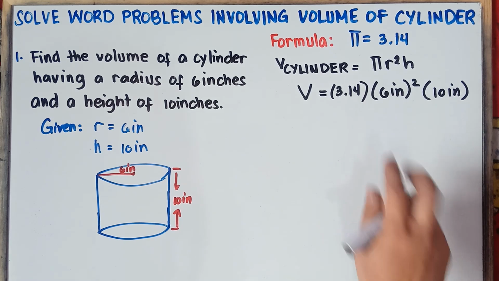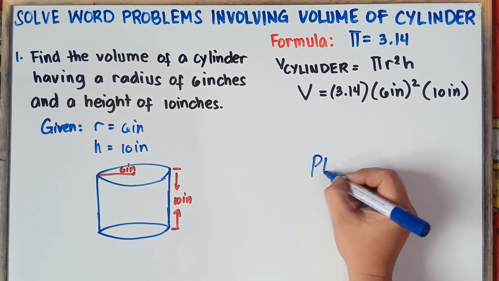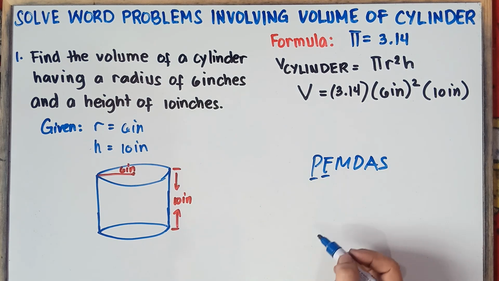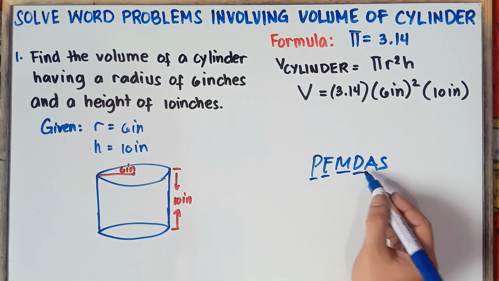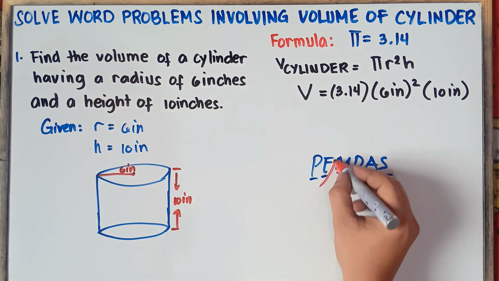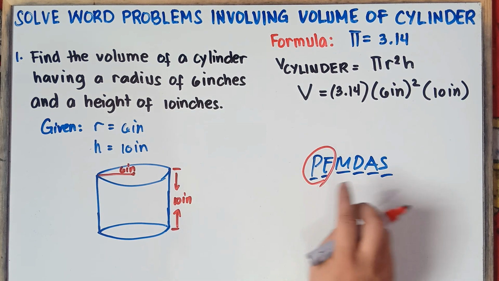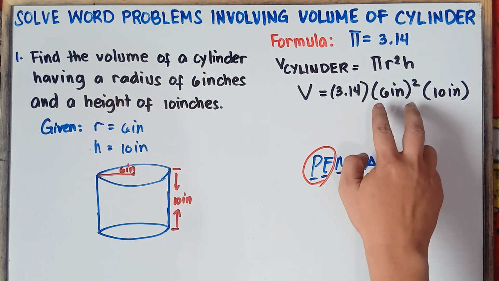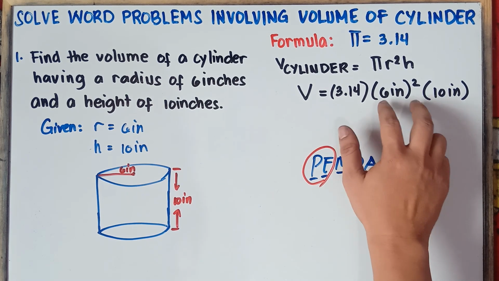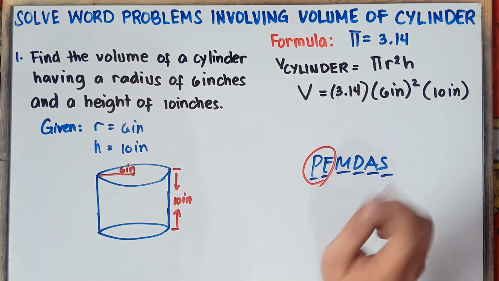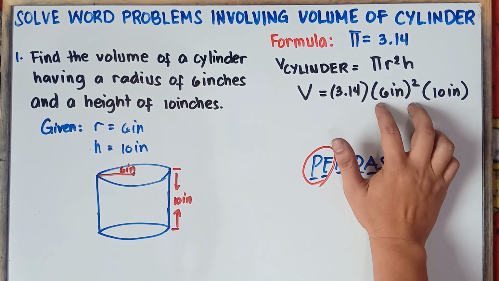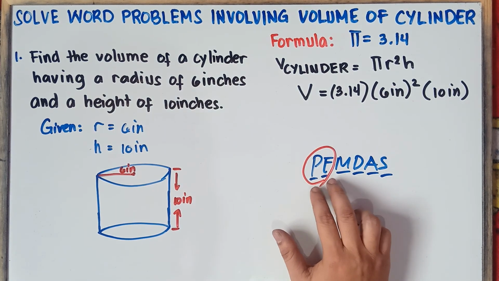Now, once again, class, in this scenario, before you multiply 3.14 times 6, you simplify this one first. You always follow PEMDAS. Do you still remember PEMDAS? So we have parentheses, exponents, multiplication, division, addition, subtraction. Therefore, class, parentheses and exponents come first before multiplication. So we need to simplify this one first. Do not multiply 3.14 and 6 directly because we need to simplify the parentheses and exponent.